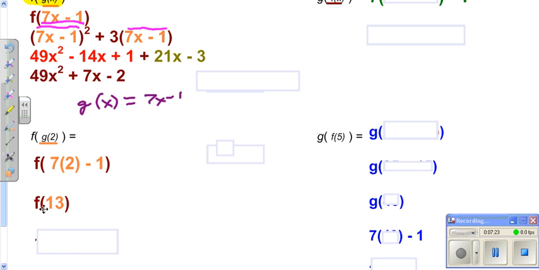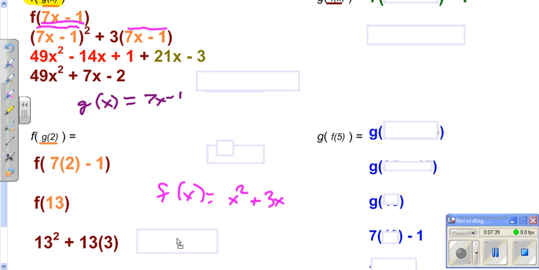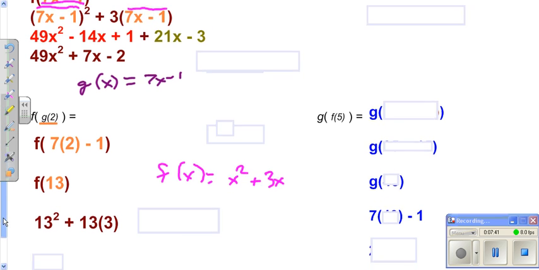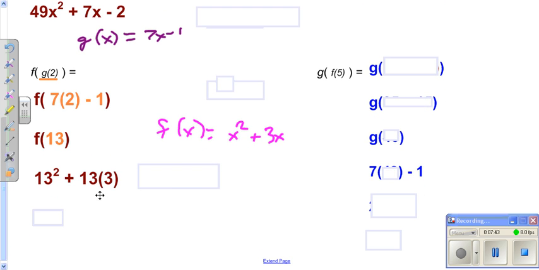Remember, f of x was your input squared plus 3 times your input. So f of 13 means you got to square your input and add 3 times your input. So you get 39 here plus 169 gives you 208.